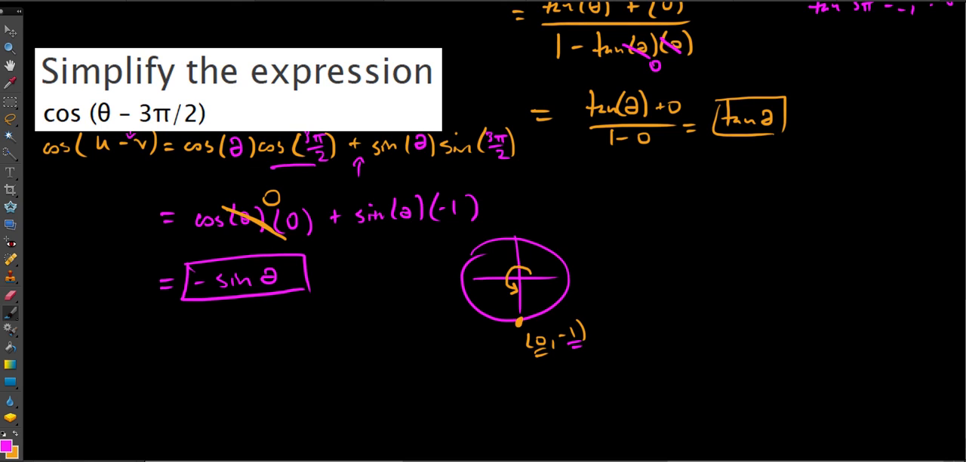So like I said, use your sum and difference formulas to expand these expressions properly, and then evaluate at any trig ratios you know the angles for and try to simplify from there.